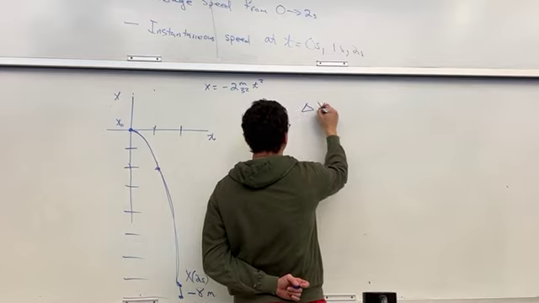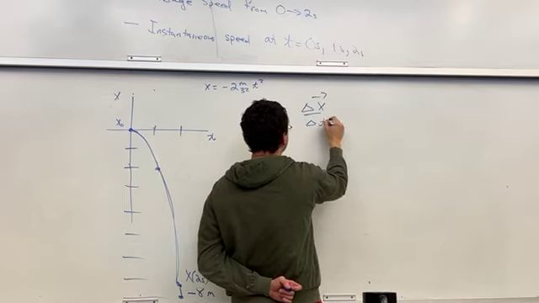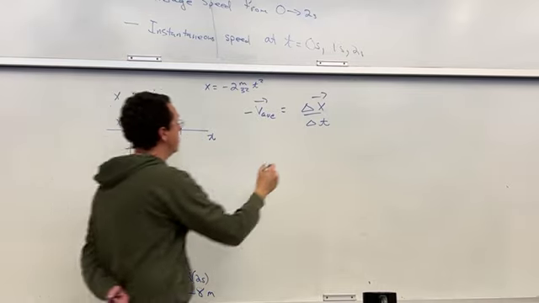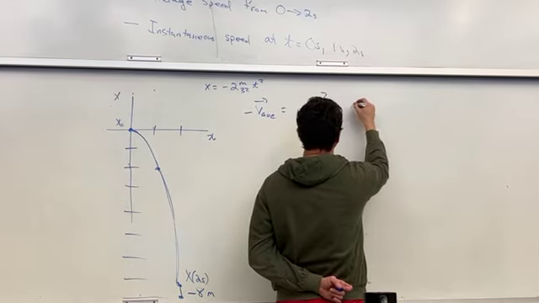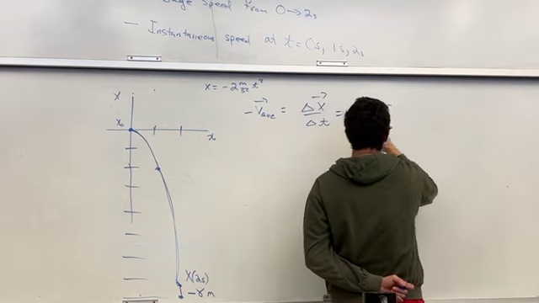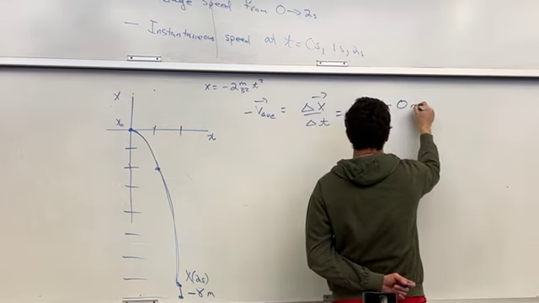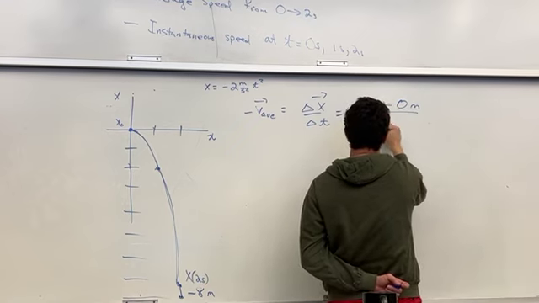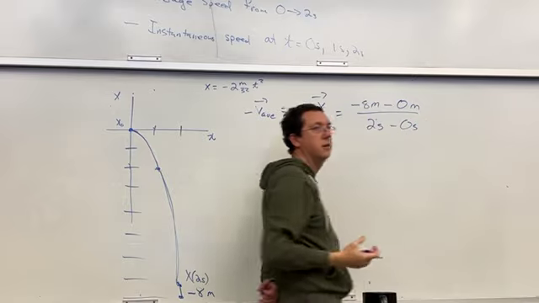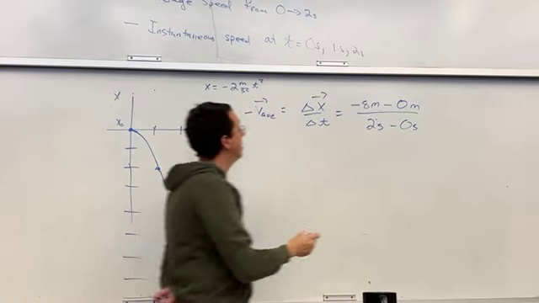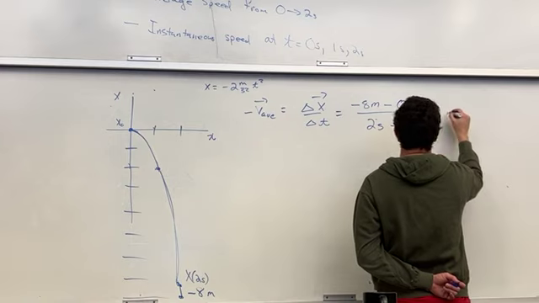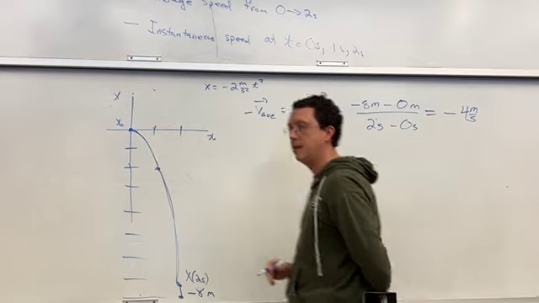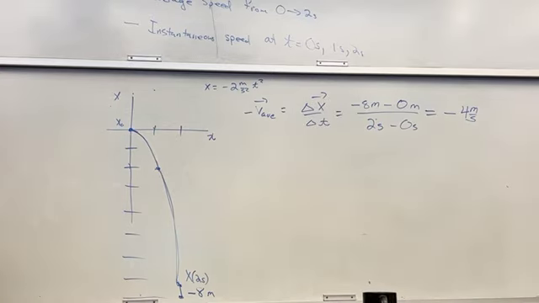So the average velocity is the change in position over time. So that's going to be delta x over delta t. All right? From 0 to 2 seconds. So this is going to be the final position, -8 meters, minus the initial position, 0 meters, divided by the time, which is 2 seconds minus 0 seconds. So I get an average velocity of -4 meters per second. Okay, -4 meters per second.